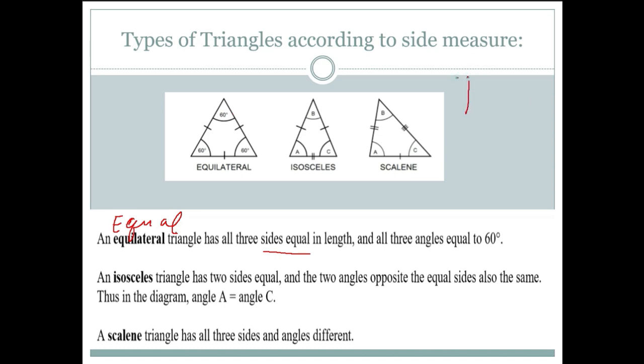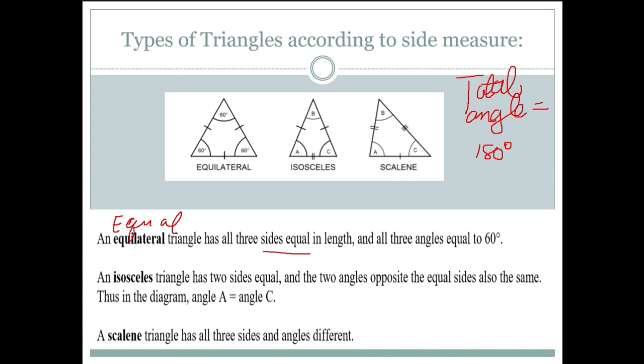Because the total angle measure in any triangle is 180 degrees. It's always 180 degrees. It's the total measure of the angles.